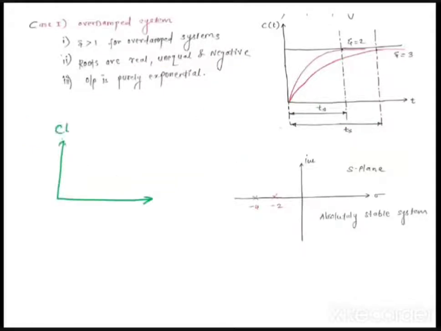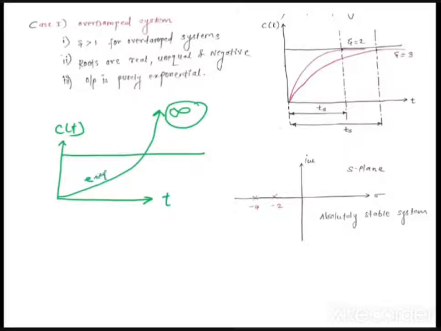Let us say this is c(t) and this is t. Okay, so this is the diagram. So this diagram will become like this. You can see that the output is rising exponentially. Output is rising exponentially, but instead of going to zero or to the steady state, it is going to infinity. Means what? System will become unstable.